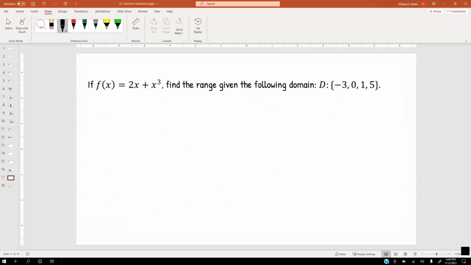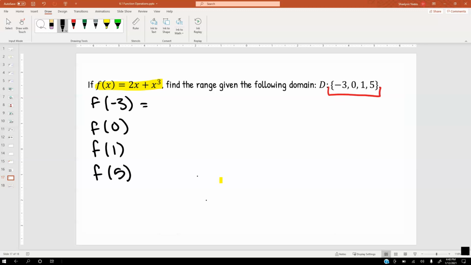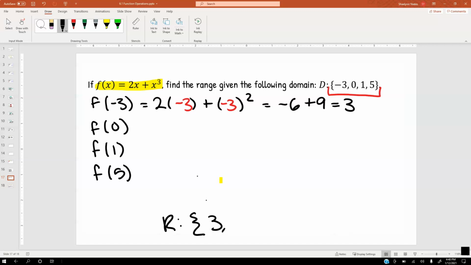Okay, let's do this one more time, and then you guys are done for today. So we're given this function, f of x equals this, and we're going to find these range values. So this means we're going to do f of negative 3, f of 0, f of 1, and f of 5. So this is going to be 2, and then everywhere I see an x, I'm going to be putting a negative 3. So this becomes 2 times negative 3 is negative 6. Negative 3 squared is 9, so negative 6 plus 9 is 3. So my range value so far is 3.